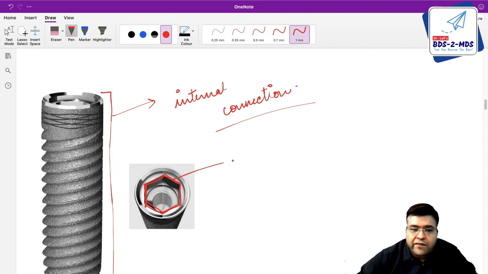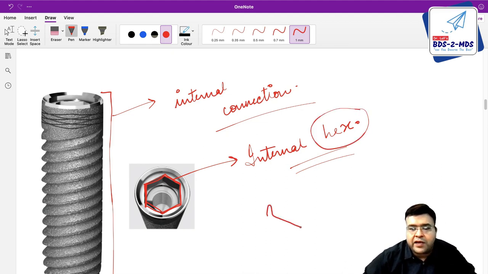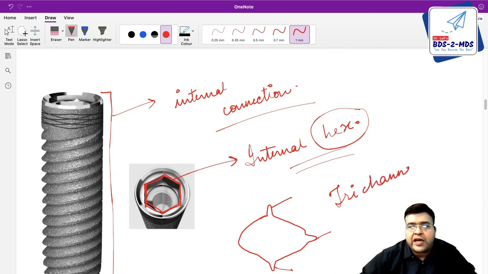Also, since you have a hex here, this is called an internal hex, right? You have different variations. If instead of a hex you have something which is like this, so you have one, you have two, you have three, this is called a tri-channel internal connection. So this is another example of an internal connection.